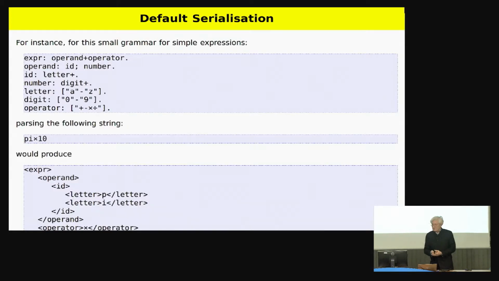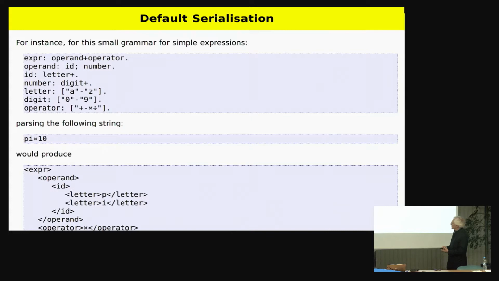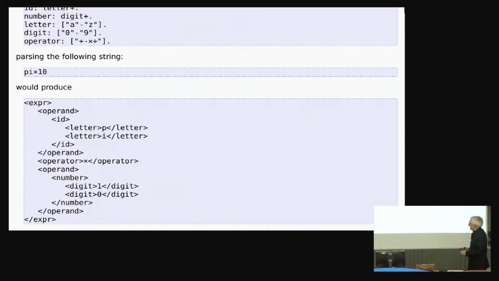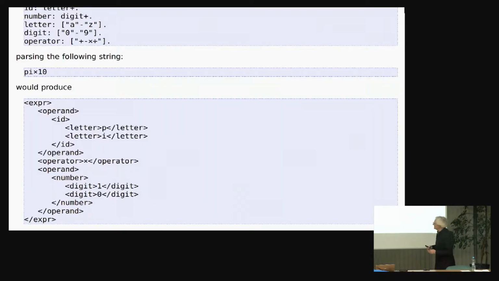I'm not quite sure if I need to give another example, but here's a very small example of an expression that just allows a series of operands separated by operators, no operator precedence. And if I parse p times 10, then I will get this XML document out where each letter is a separate element.